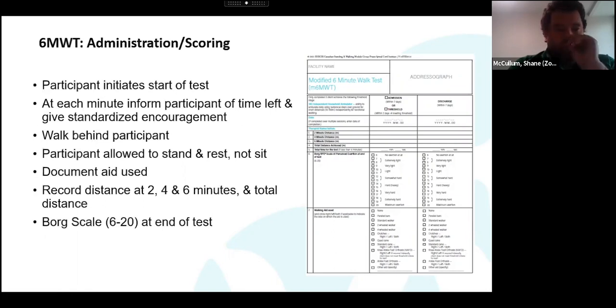And it's the total distance that's completed. So at 2 minutes, if it's 100 meters, and then between the 2 and 4 minutes, it's another 100 meters, then you would put 200 meters at that point. And then at 6 minutes, you put how much the total.